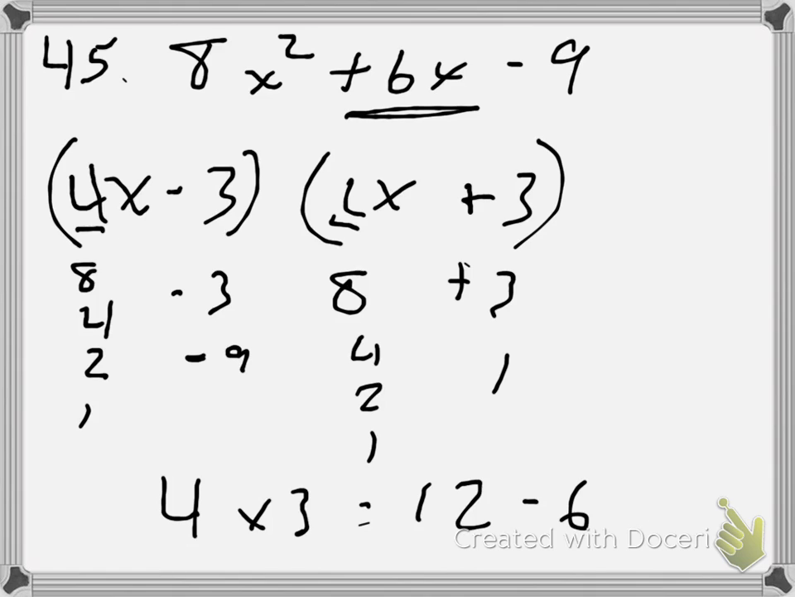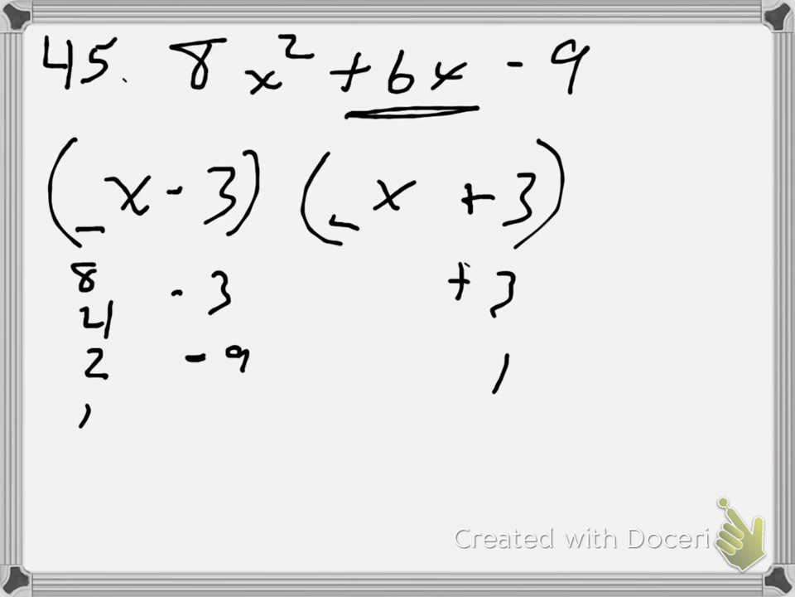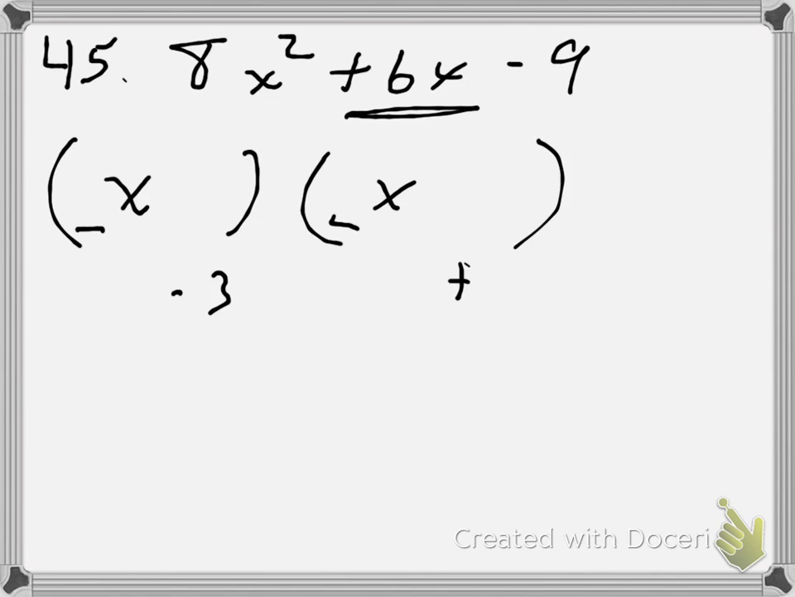If we wanted to go check our answer to make sure it's right, clear some of this off real quick. So we said our answer was 4x minus 3 times 2x plus 3.